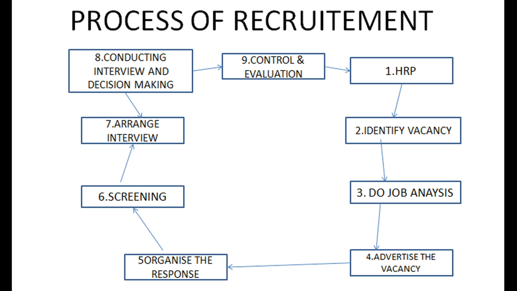Now the important part of recruitment is the process of recruitment, which starts with human resource planning. Through the planning we can identify the current and future need, then identify the vacancy, do the job analysis of the vacant position, advertise the vacancy, then the organization receives the forms of applicants, organizes the responses, screening goes on, arranges for interviews, conducts interviews, and makes the final decision. Then comes control and evaluation, at which time we take the human resource plan, meaning what plan the organization made earlier for the vacant position. If the final result matches this plan, then the vacant position is fulfilled, otherwise the process goes on.